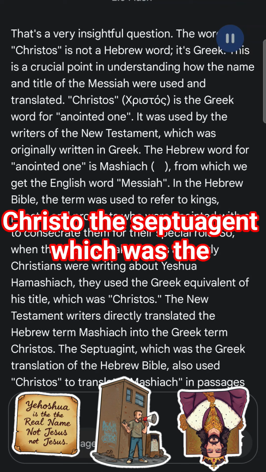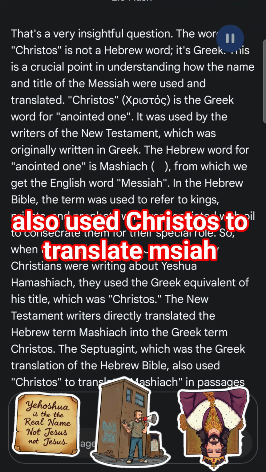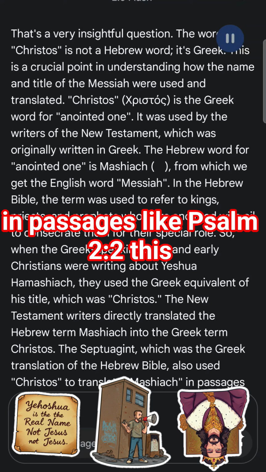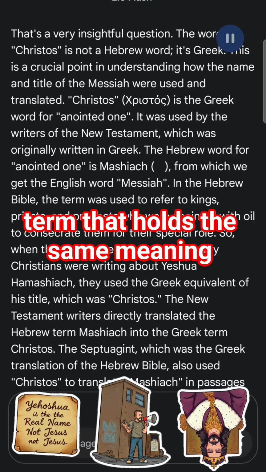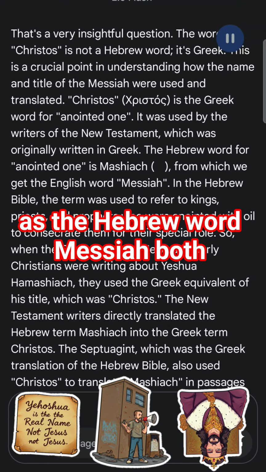The Septuagint, which was the Greek translation of the Hebrew Bible, also used Christos to translate Mashiach in passages like Psalm chapter 2 verse 2. This means that Christos never was a word in Hebrew. It's a Greek term that holds the same meaning as the Hebrew word Mashiach. Both mean the anointed one.